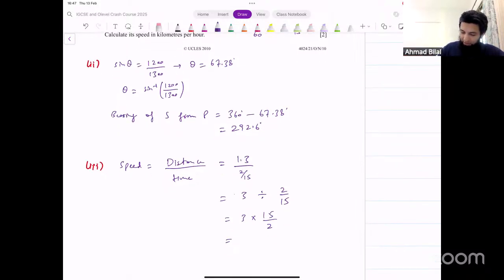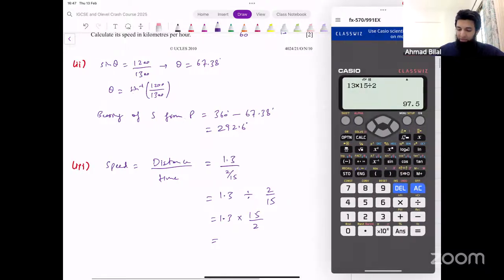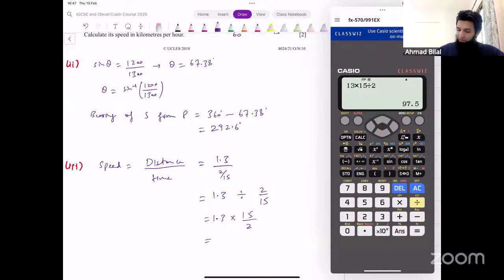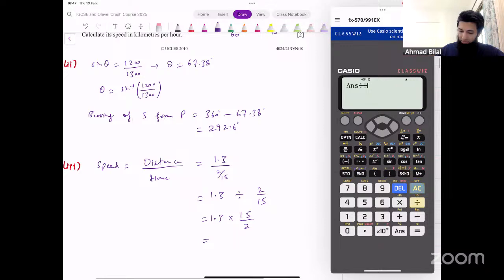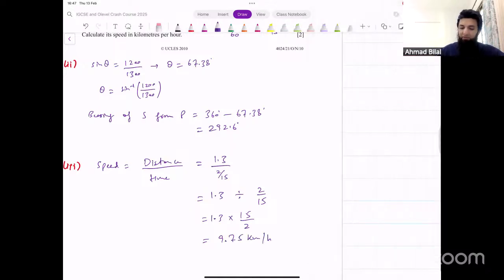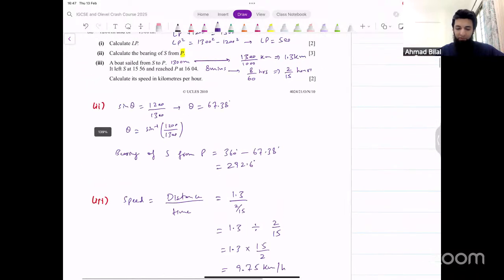So this was actually 1.3, which I wrote as 13 by mistake. So this should actually be 9.75. I'll just do this calculation again to confirm. 1.3 times 15 divided by 2, that's 9.75 and not 97.5. 9.75 kilometers per hour. That's the result we're getting. This is what we were looking for.